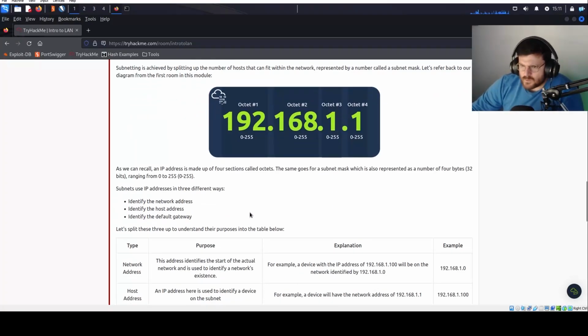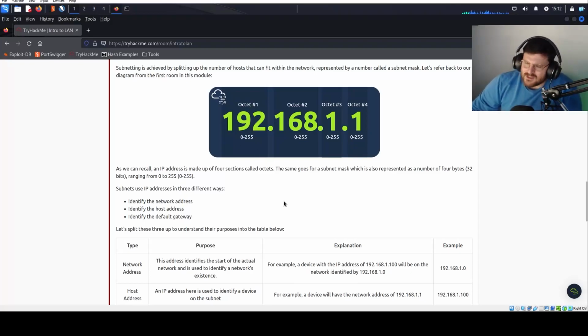When we read about the IP, as we can recall, an IP address is made up of 4 sections called octets. The same goes for a subnet mask, which is also represented as a number of 4 bytes, 32 bits, ranging from 0 to 255.